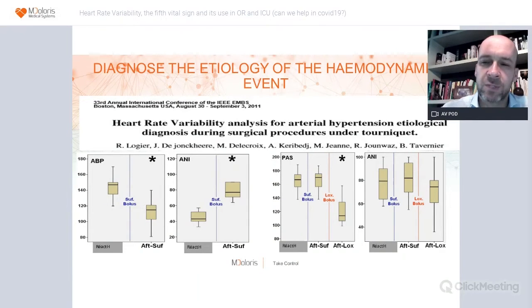So this other study is proving as well that we are able to diagnose the etiology of the hemodynamic event. Doctors in the OR who see an increase in blood pressure, before the monitor, didn't even know whether to increase the propofol or the sevoflurane. Now they know it. So now the question is, should I increase my analgesia or should I put a vasodilator?